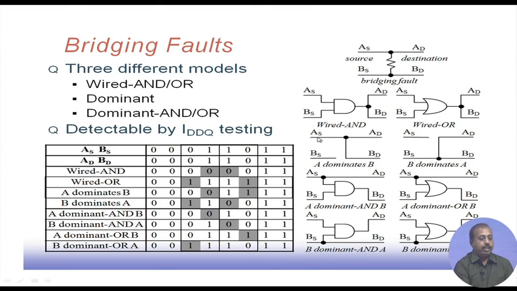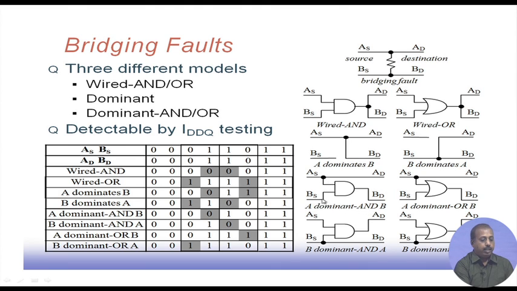So, this A line dominates over B line. That is, it can be modeled as if a connection is established with this A line and this B line is broken at this point. So, A dominates B. Similarly, we have B dominates A. So, like this, we have the dominant AND and OR faults. So, A dominant and B.